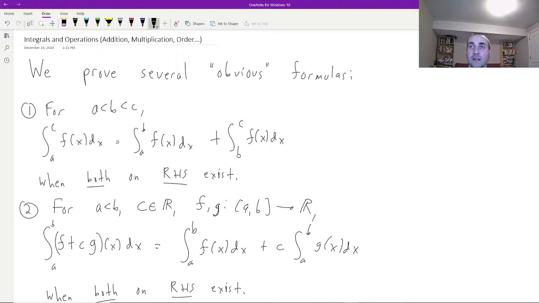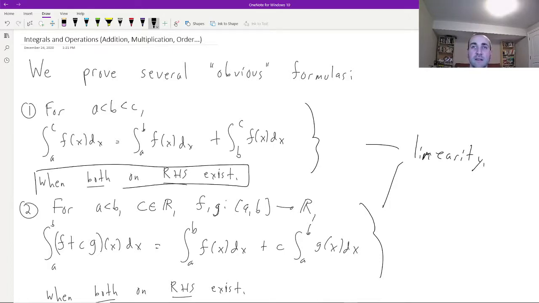So the first formula, the first two formulas I guess, are really both called linearity formulas. And they say the following: if I have three numbers a less than b less than c, then the integral from a to c of f is equal to the integral from a to b of f plus the integral from b to c of f. And then there's this extra little clause that I did at the end. That's true when both of the integrals on the right-hand side exist. I think this formula itself is probably one that you've seen before in calculus.